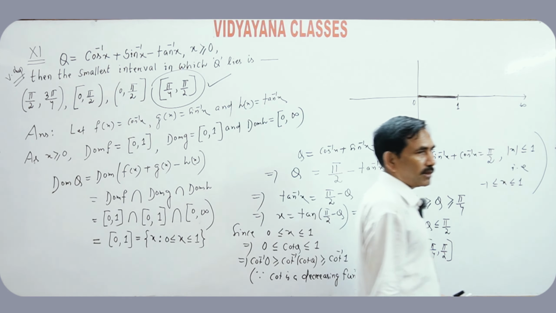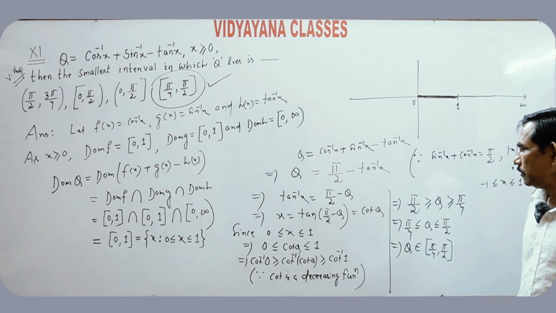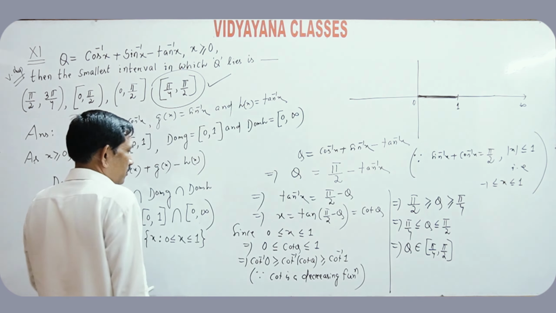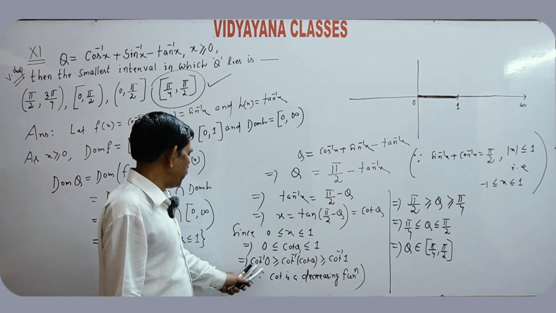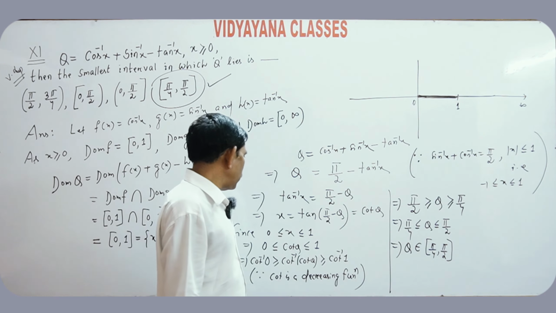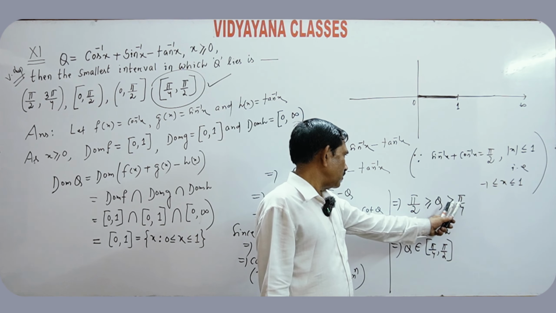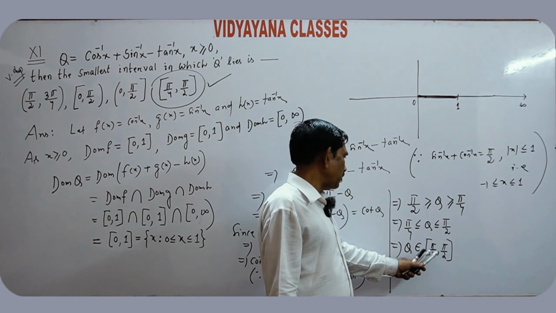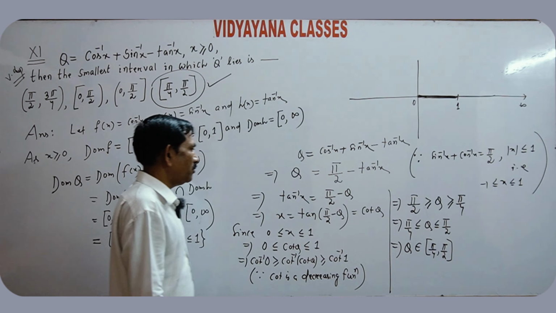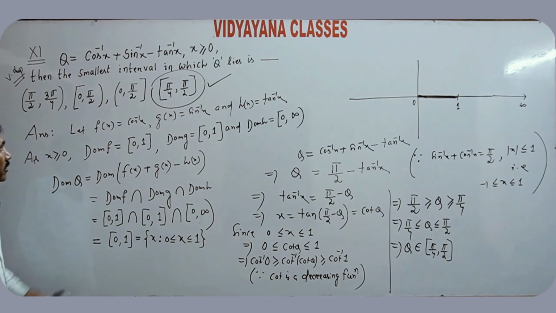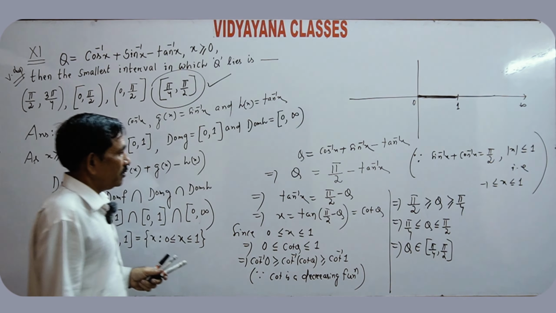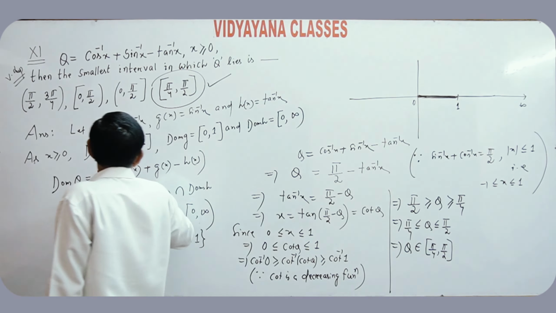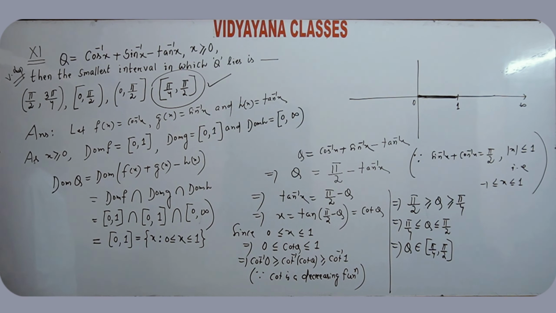Decreasing function means the value decreases with the increase of theta. Here cot⁻¹0 represents an angle, that angle is π/2. Cot⁻¹1 represents an angle, that is π/4. Cot⁻¹(cot theta) is equal to theta. Theta is greater than or equal to π/4 and less than or equal to π/2. So theta belongs to [π/4, π/2]. The correct option is not given in the answer sheet, so this will be the correct answer: [π/4, π/2]. Clear? Okay, note down.